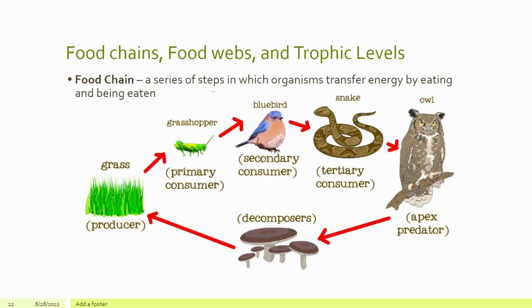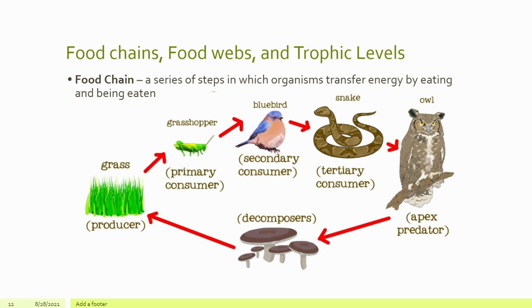But all organisms die and break down. In order to break them down, we need decomposers, something like a fungus, like here they're showing a mushroom. And the breakdown products from consumers end up in the soil and actually can help producers grow.